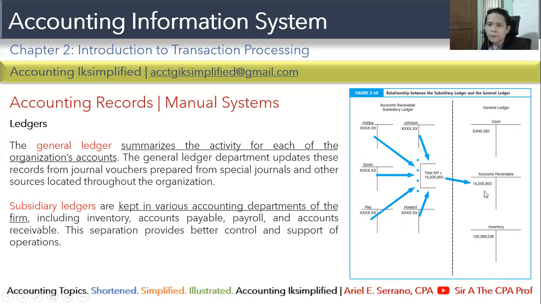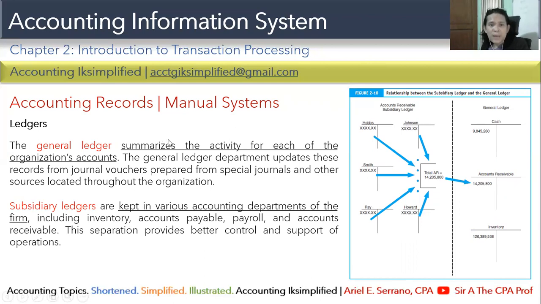Pag tinignan mo itong 14,205,800 ng accounts receivable, marami po yung composition at ito po ay mga customer accounts. Let's say, magkano yung balanse ni Johnson, ni Hobbs, ni Smith, ni Ray, ni Howard, no? Pag pinagsama-sama natin itong mga subsidiary ledger, yung mga customer accounts nila, ito po yung bubuo ng 14,205,800, which is yung ating nasa general ledger account. Okay, that is why they are details, no?